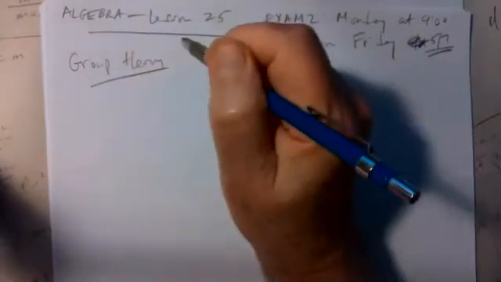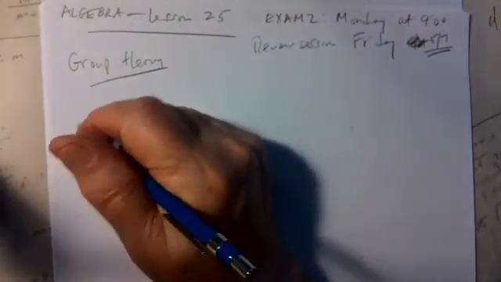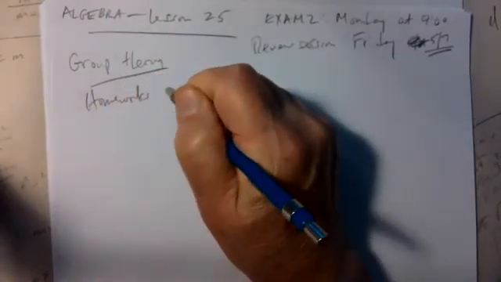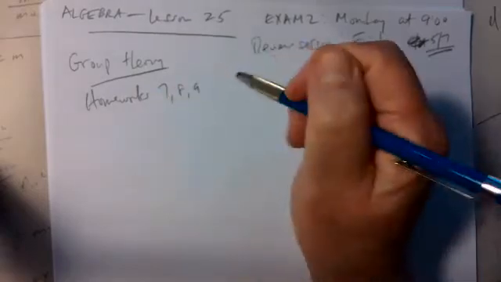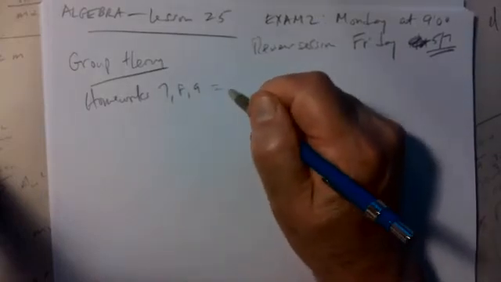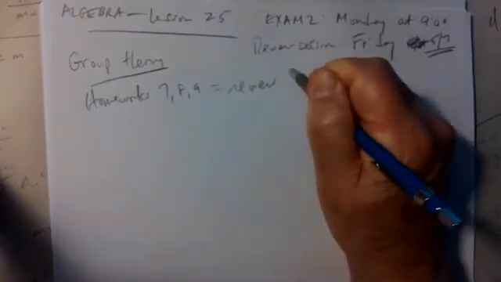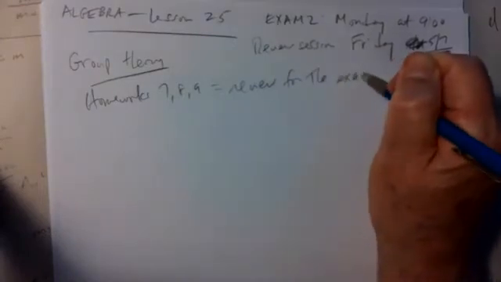And what the exam covers is group theory. And in particular, homework 7, 8, and 9. 9 is the latest one, which are kind of review for the exam.